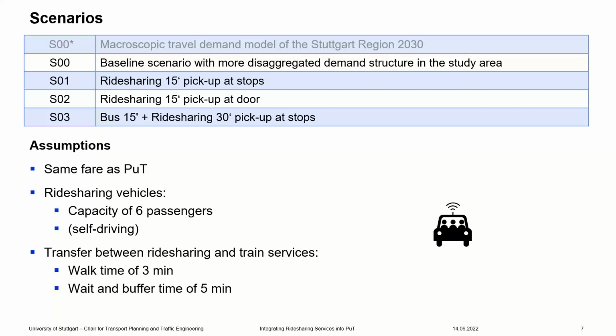And last but not least, we have also ride-sharing as a feeder to public transport. So here we need to consider a walk time of 3 minutes for the transfer, and we also consider a wait and buffer time of 5 minutes, which is because we will have some fluctuations in travel time with the ride-sharing feeder vehicle. Because we cannot know in advance for sure how many people we will have to pick up additionally. So the travel time of the ride-sharing feeders is not really easy to forecast.